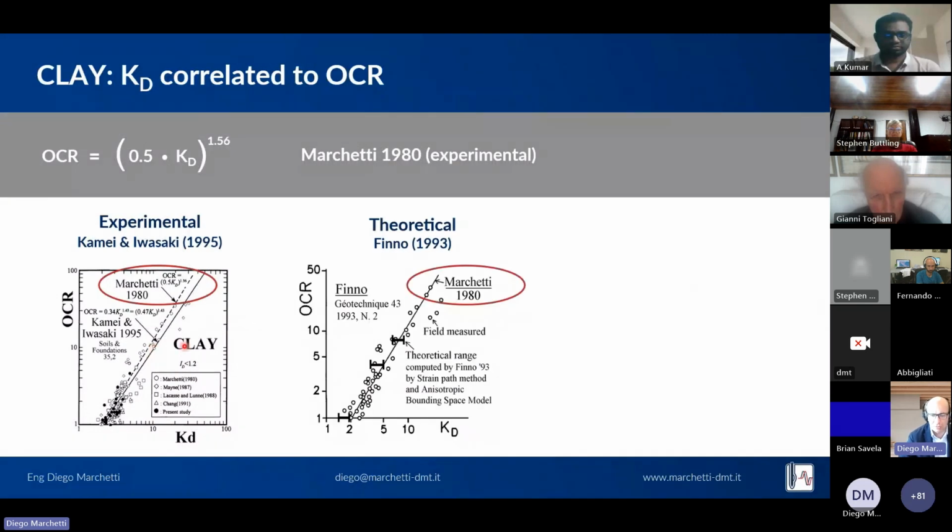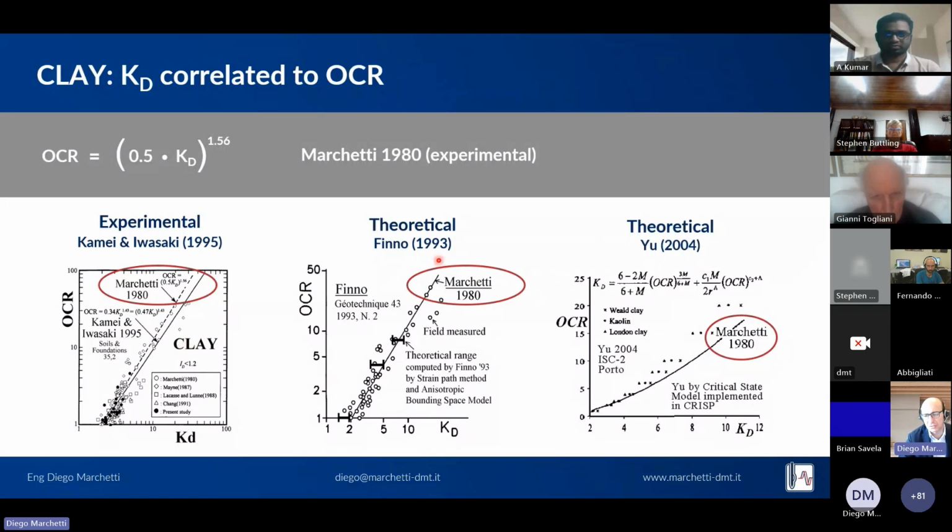Additional two studies in terms of theoretical and numerical modeling were published by Fino and Yu, showing again a good agreement for the formula of Marchetti 1980.